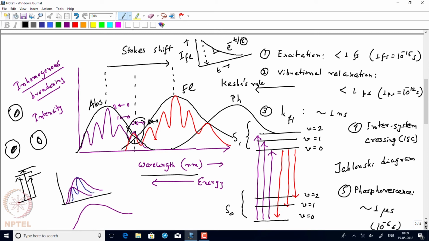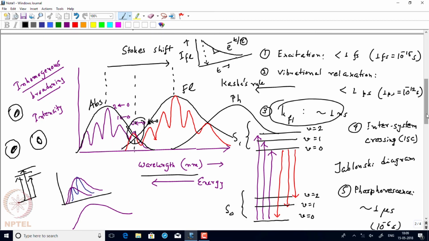So the fluorescence lifetime which I told about here, that it is about 1 nanosecond, is nothing but the time constant of the exponential decay. Similarly, the phosphorescence lifetime is also the time constant of the exponential decay. So this is an overview again of what the fates of the excited molecule are.